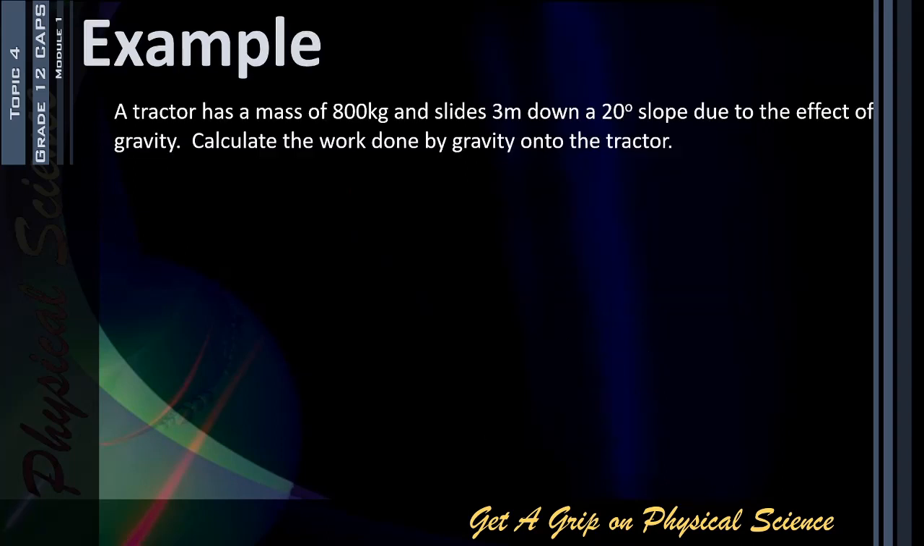A tractor has a mass of 800 kg and slides 3 meters down a 20-degree slope due to the effect of gravity. Calculate the work done by gravity onto the tractor. Now, if you consider a force diagram, you can see that we will have to calculate the parallel component of the weight in order to get the component that is in the same direction as the displacement of the tractor. That will mean that we will need the sin of 20 degrees in our calculation.